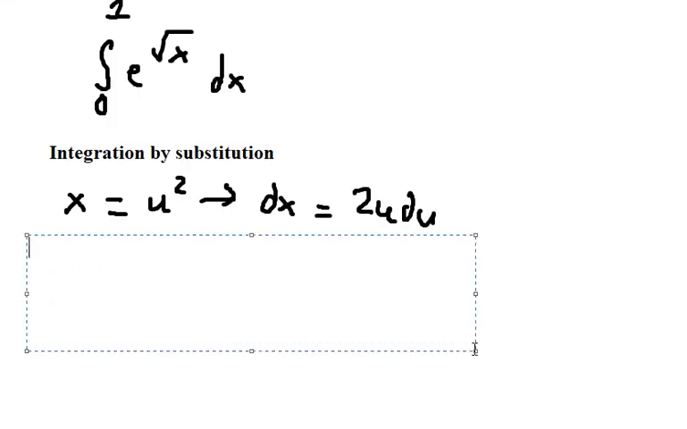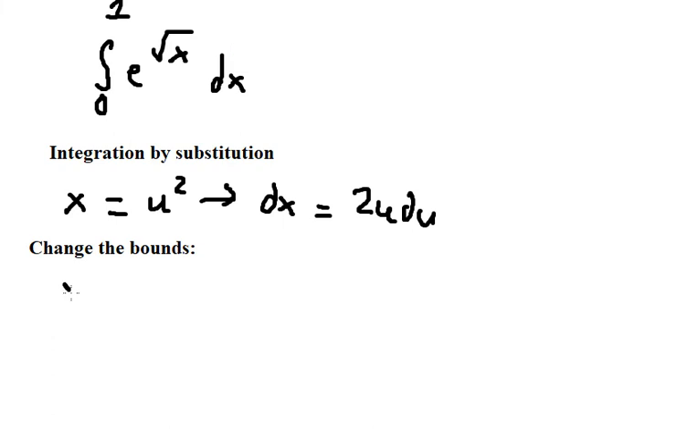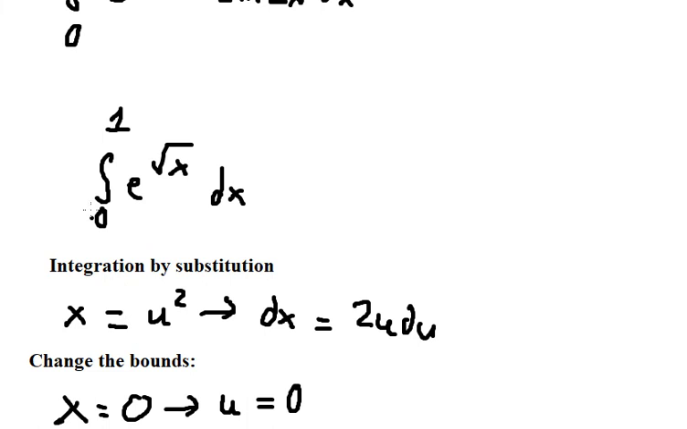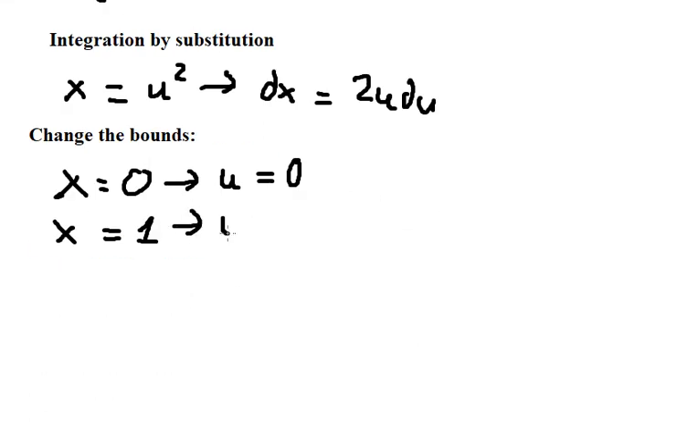Next, we need to change the bounds. When s equals number 0, that is from here. So I will put number 0 going here to find the value of u. So u equals number 0 when s equals number 0. When s equals number 1, that is from here, and I will put number 1 going here to find the value of u. So u equals number 1.